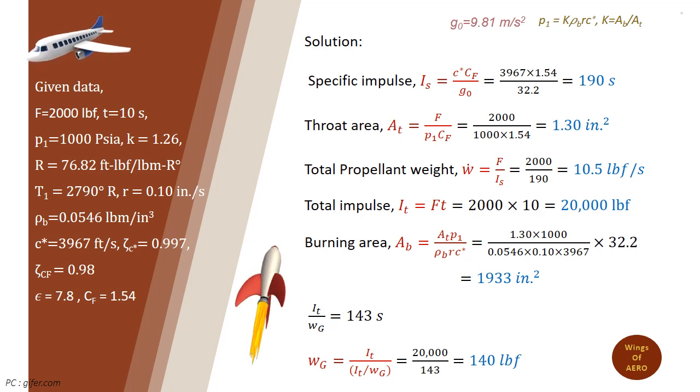Now, the loaded gross weight of the rocket motor can be estimated. Using the value of 143 seconds, we get estimated weight is 140 pound-force. Because the propellant itself accounts for 107 pound-force, the estimate for all the rocket motor hardware parts then becomes 33 pound-force. This includes the igniter, case, nozzle, instruments and insulation.